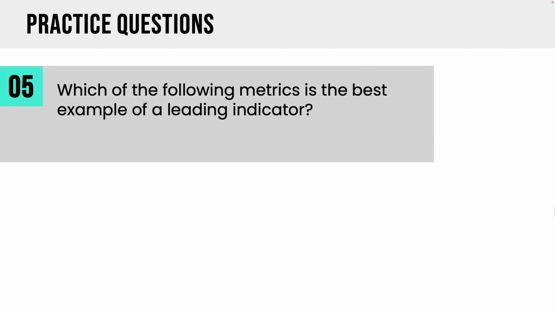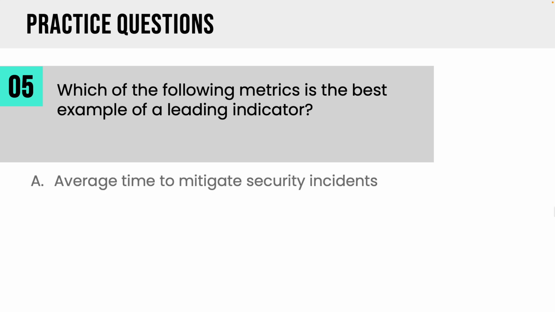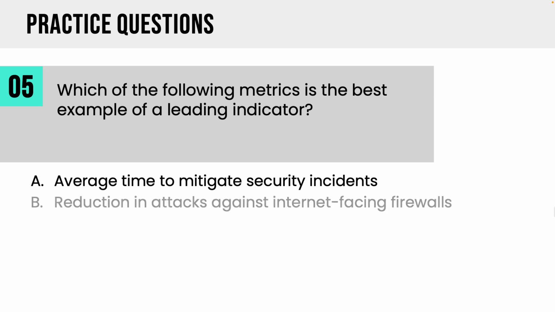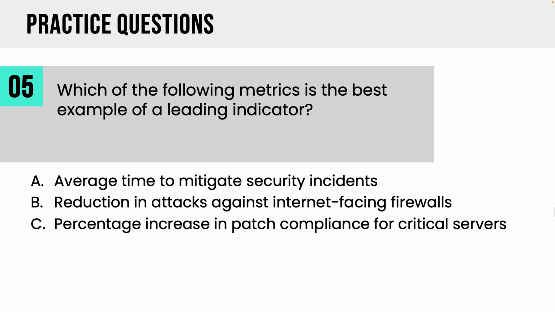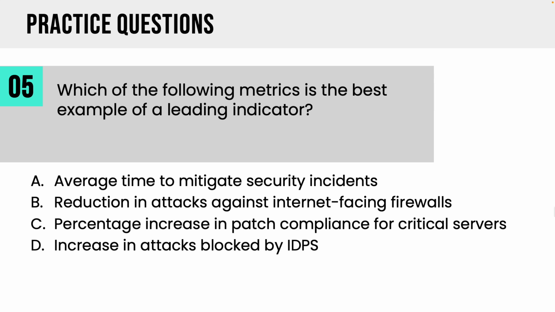All right, that brings us to the end of Section 3A5, so let's test our knowledge with a question. Which of the following metrics is the best example of a leading indicator? Average time to mitigate security incidents, reduction in attacks against internet-facing firewalls, percentage increase in patch compliance for critical servers, or increase in attacks blocked by intrusion detection and prevention. So a leading indicator, something predicting the future.